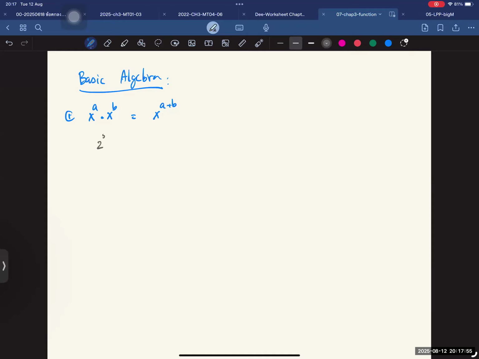For example, if we have 2 to the 5 times 2 to the, I have -3, for example. So here a is 5, b is -3. That is, we can take 2 to the power of 5 plus -3. So we get 2 to the power of 2, so that's 4. Okay, a and b can be any real number.